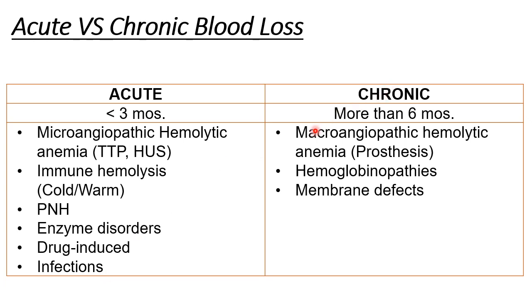Chronic naman dito, macroangiopathic. So, kung papa dito, pag acute blood loss, mabilis ang blood loss sa microangiopathic, matagal ang blood loss sa macroangiopathic. Okay? In addition to that, meron din chronic hemolysis during hemoglobinopathies. Yan yung mga sickle cell anemia and thalassemia, plus your membrane defects.